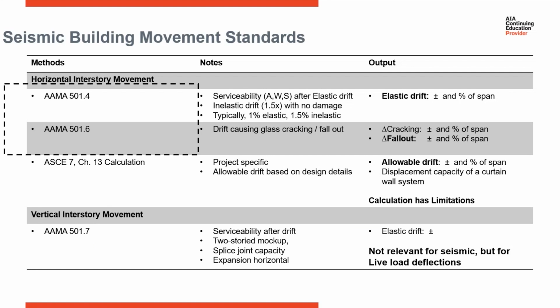Next, you have the ASCE 7, Chapter 13 calculation, which is project specific and is calculating the allowable drift based on design details of the glass panels and also the framing system, and at what point the glass contacts the framing system, limiting your drift. That calculation has limitations and is conservative, and you will get better results when looking at the actual AAMA 501.6 testing versus calculation. You also have a vertical and story movement standard as well, which would be AAMA 501.7, which is serviceability after live load deflection.